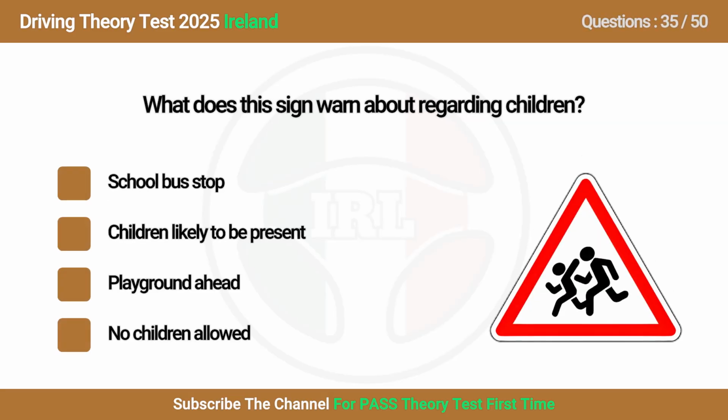Question 35. What does this sign warn about regarding children? A. School bus stop. B. Children likely to be present. C. Playground ahead. D. No children allowed.